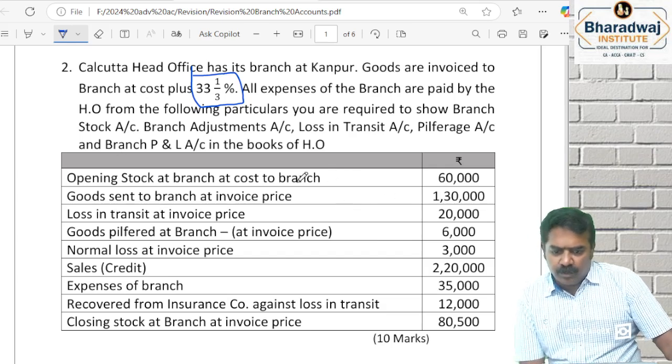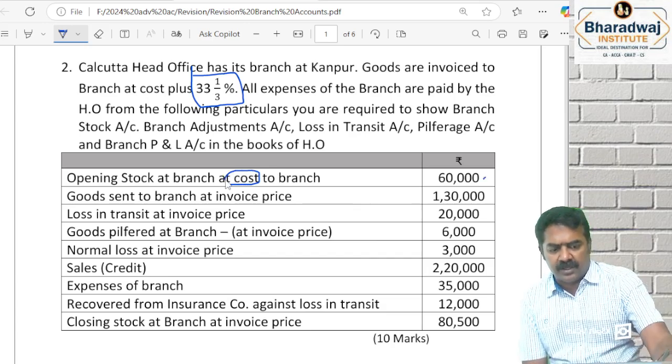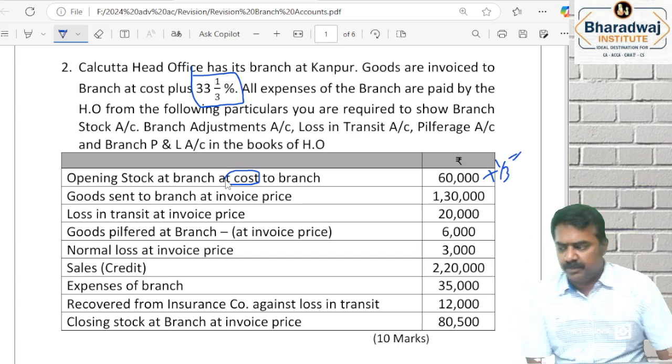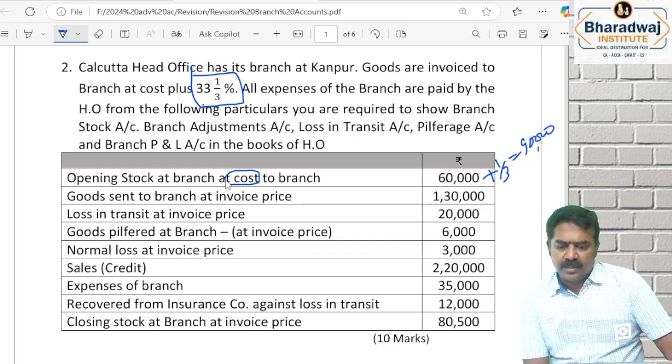Let us see. Opening stock is given at what? Cost. But while recording, uniformity should be maintained. So cost plus 33 1/3%. While recording, we record with the cost plus profit price. 60,000 plus 1/3 will give 90,000. Goods sent at invoice price is given.